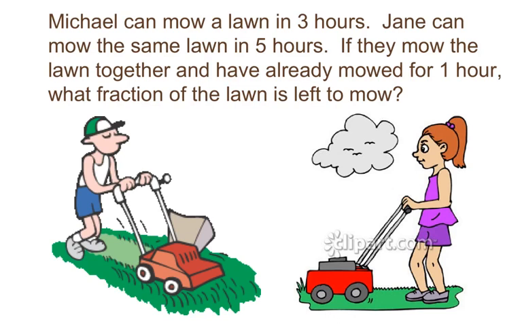It's Michael can mow a lawn in 3 hours. Jane can mow the same lawn in 5 hours. If they mow the lawn together and they've already mowed for 1 hour, what fraction of the lawn is left to mow? Go ahead and pause the video. Try that one on your own, and I will be back with the solution.